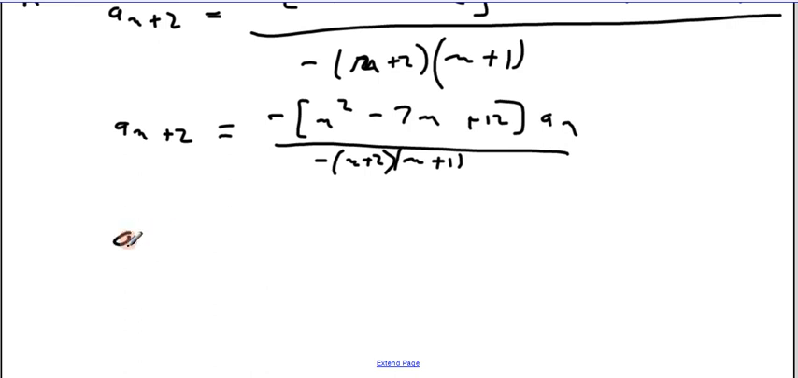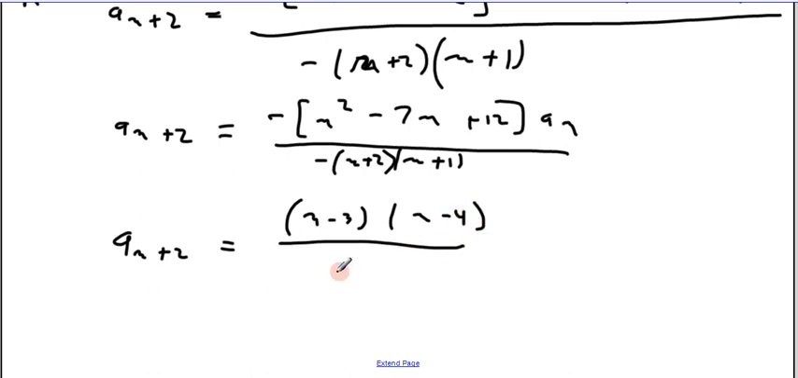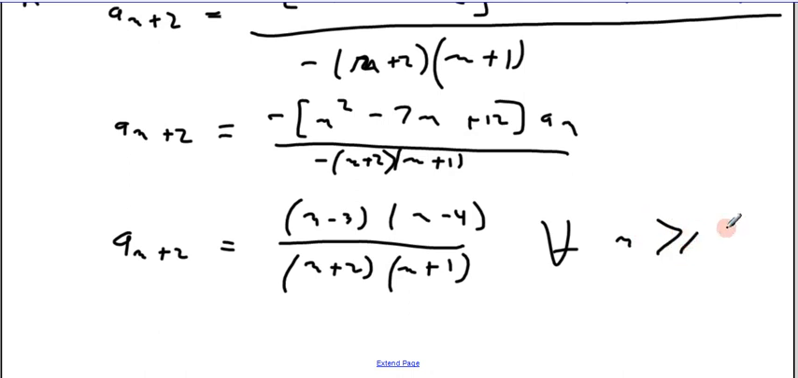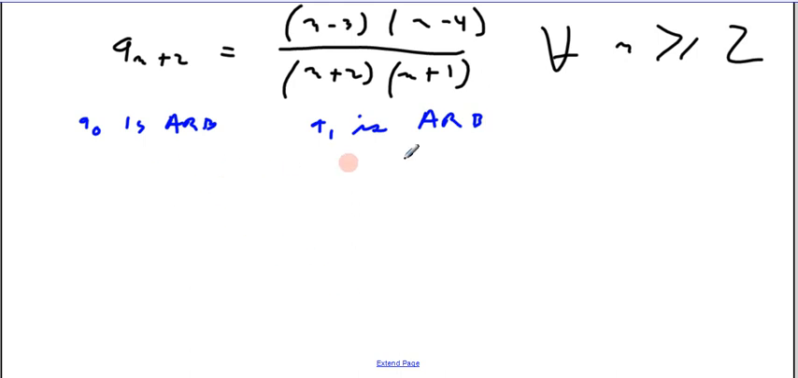And then we're going to factor some and hope for the best. a_{n+2} is equal to, the minus signs go away, (n minus 3)(n minus 4) divided by (n plus 2)(n plus 1) times a_n, for all n greater than or equal to 2. Okay. And a0 is arbitrary, and a1 is arbitrary. Well, I don't have initial conditions, so I don't know what they are, so they're both arbitrary.